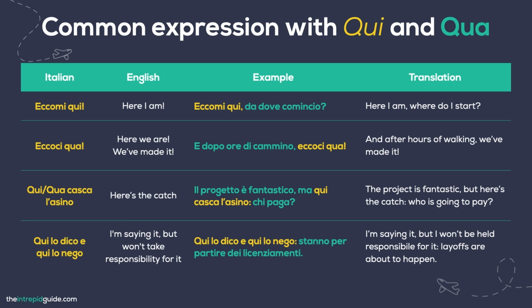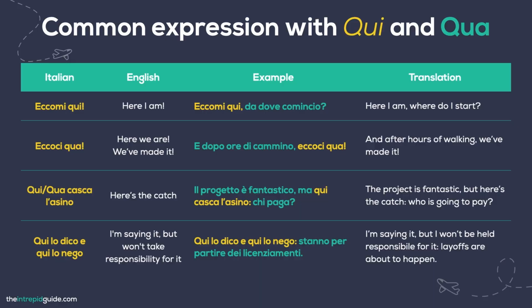Qui lo dico e qui lo nego. This means I'm saying it but won't take responsibility for it. Use this when you want to mention that you don't want to be held accountable. For example, Qui lo dico e qui lo nego. Stanno per partire dei licenziamenti. I'm saying it but I won't be held responsible for it. Layoffs are about to happen.